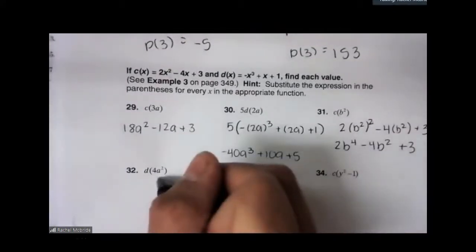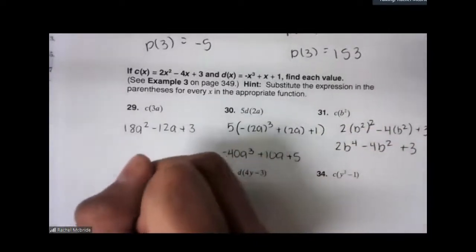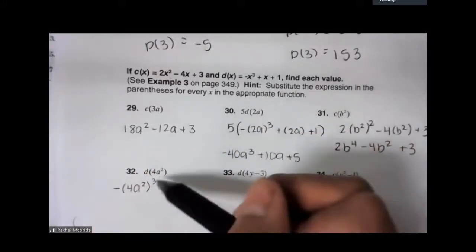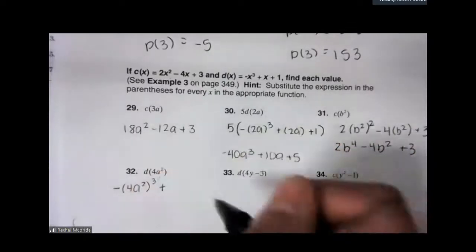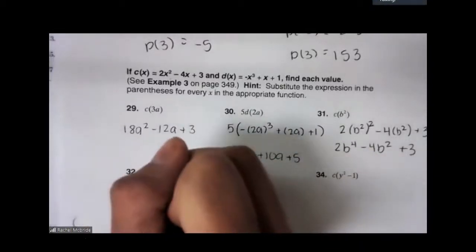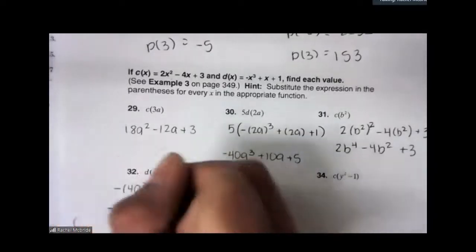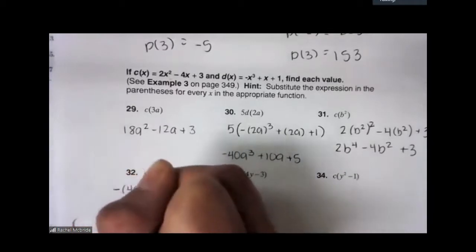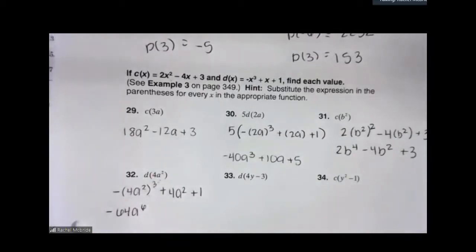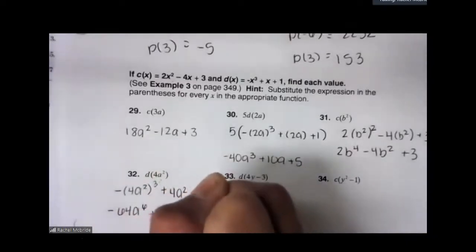And then similarly down here, that 4a squared goes in for every x. So it would be negative 4a squared cubed, where the negative is outside the cube, plus 4a squared plus 1. So that cube is going to go both to the 4 and to the a. So it will be negative, and 4 cubed is 64. 2 times 3 is 6. So you get negative 64 a to the 6th, and then plus 4a squared plus 1.